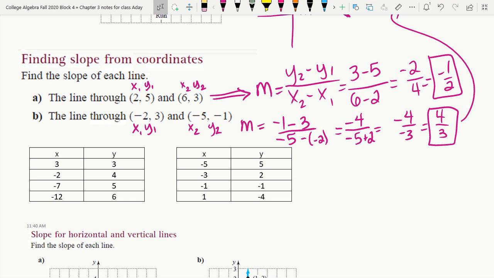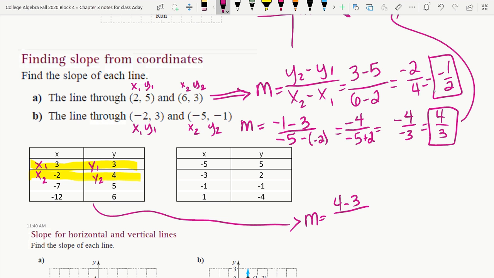All right, the next one we have just some x's and y's, and so just choose 2 of the points on each of those, and I'm going to choose, why not just the top 2 here. So if I want to find the slope between those, let's make this x1, let's make this x2, let's make this y1 and y2. So m would be y2 minus y1, so 4 minus 3 over -2 minus 3. So it looks like I get 1 over -5.